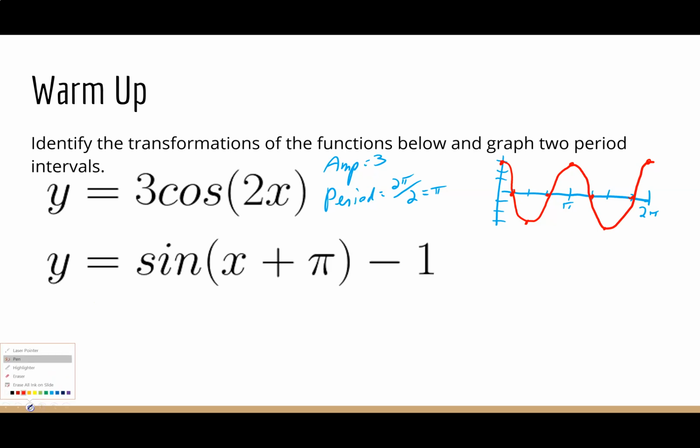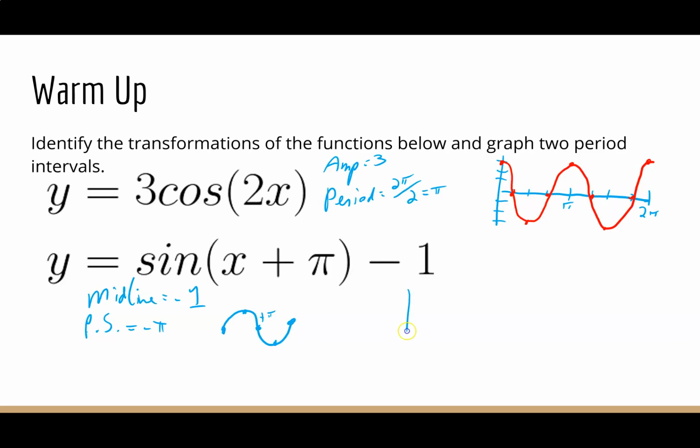All right. Let's see. Sine of x plus pi minus 1. So midline of -1, phase shift of -pi. So sine graph normally looks like this. So a plus pi is going to start us right there in the middle, going down.